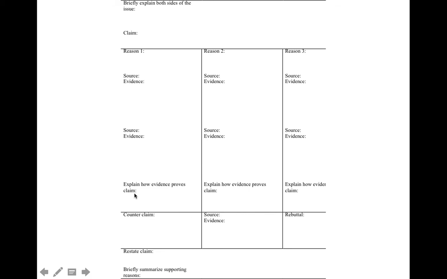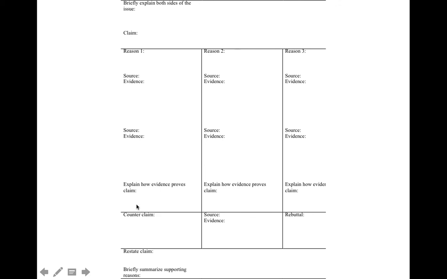Then the second or the third part of the reasoning is to explain how the evidence proves your claim. This is one of the most important things that we need to complete in order to have a solid argument. How does it prove your claim? So if your claim up here would be that Tom Robinson is guilty, and you have the reason why here, you need to then explain how it proves that he is guilty.